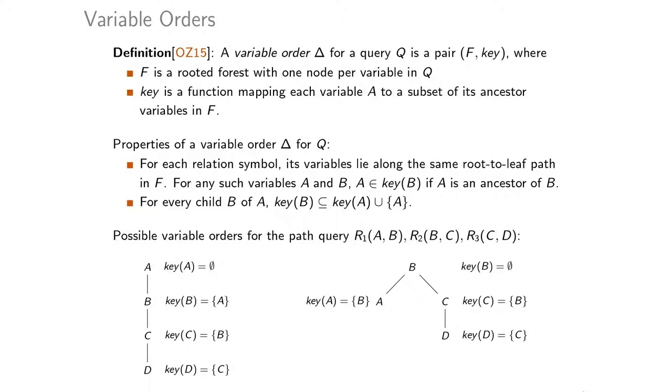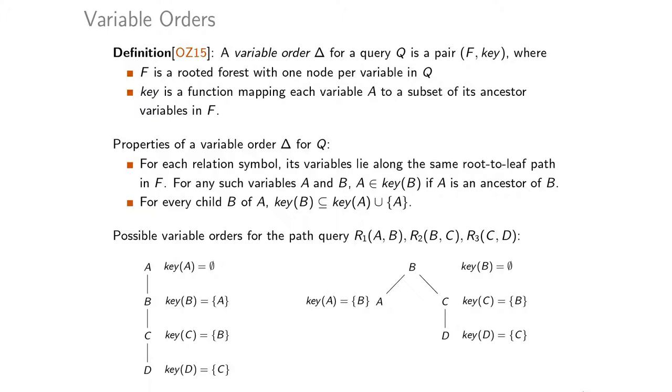That is, you have to inherit somehow the dependencies of your children, right? This is exactly the connectivity property we had, in fact, for the hyper-tree decompositions. So in this particular case here, for instance, we have A, B, C, D, and we know that D depends only on C because D and C appear together in the same relation. And key of D is included in key of C, because in the key of D is exactly C, right?